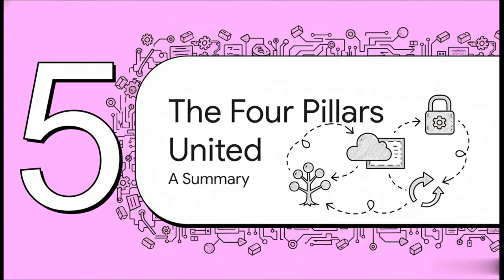So we have covered a lot of ground, but the most important thing to remember is that these 4 pillars, encapsulation, abstraction, inheritance, and polymorphism, they don't just exist on their own. They all work together to help programmers build software that's robust, easy to manage, and really, really powerful.